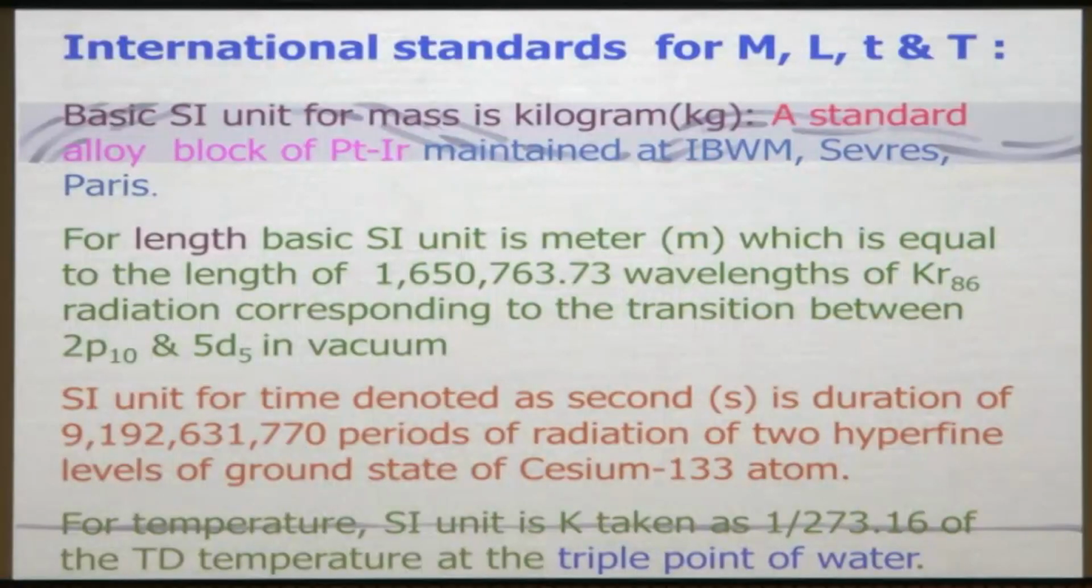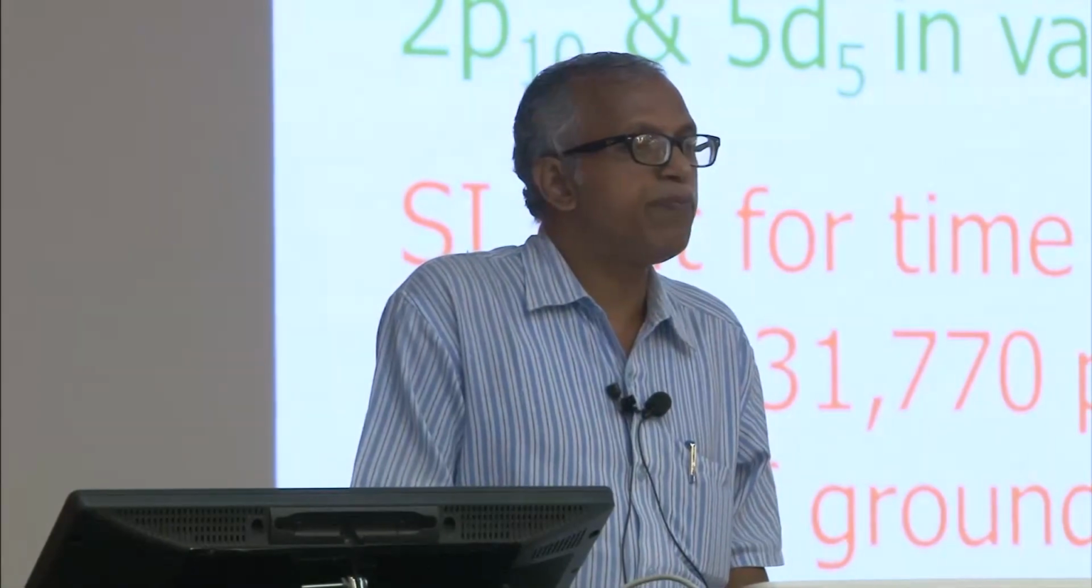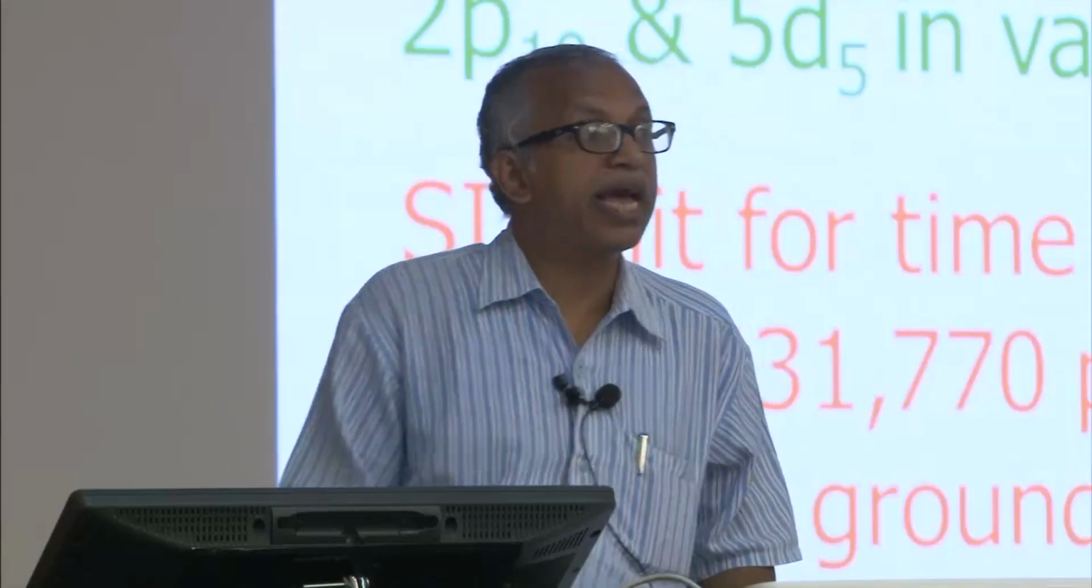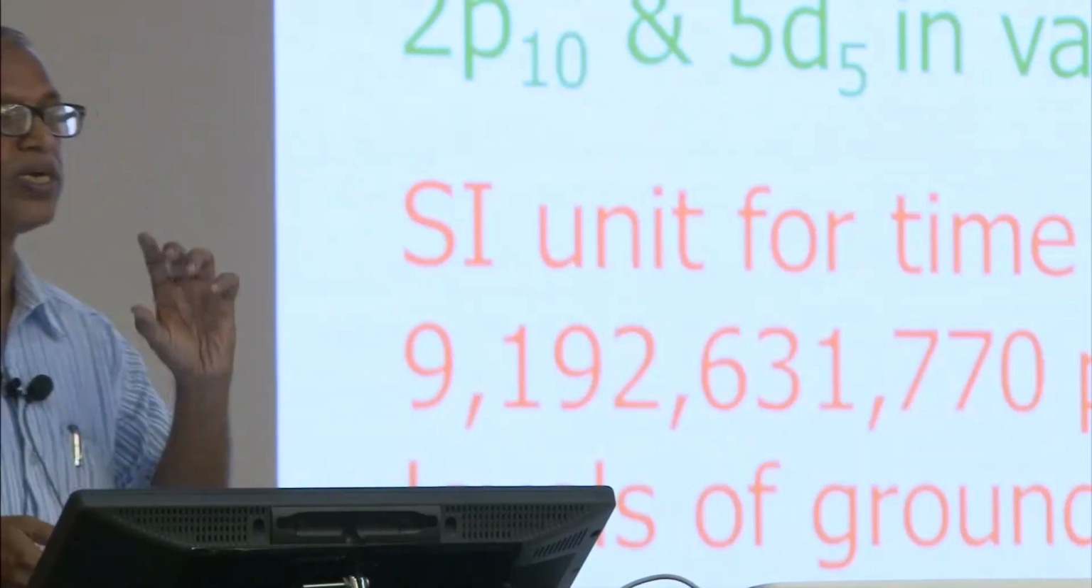And for temperature, in recent times people are using the triple point of water, expressed in Kelvin and taken as 1 over 273.16 of the triple point of water, right. Earlier days, as we will discuss as we go along, people were using the steam point and ice point as the reference, but now the triple point is accepted worldwide because of its preciseness.